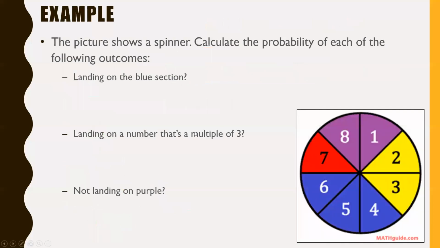All right, next one. The picture shows a spinner. So imagine, this was just the best picture I could find, the one I wanted to use. Imagine there's a little thing here with an arrow, and it could spin around, okay?